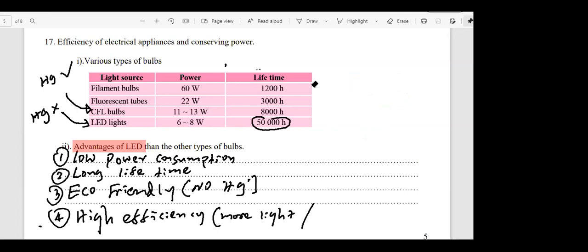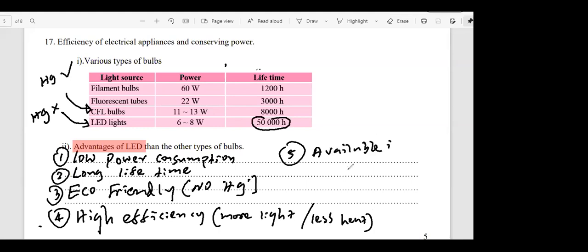So what are the advantages of LED over the others? Long lifetime, low power consumption, eco-friendly, high efficiency, and write one more advantage, number 5. Available in different variety of colors. Color light, for example, right? More light, less heat. Firefly, no heat. Number 5, available in different colors.